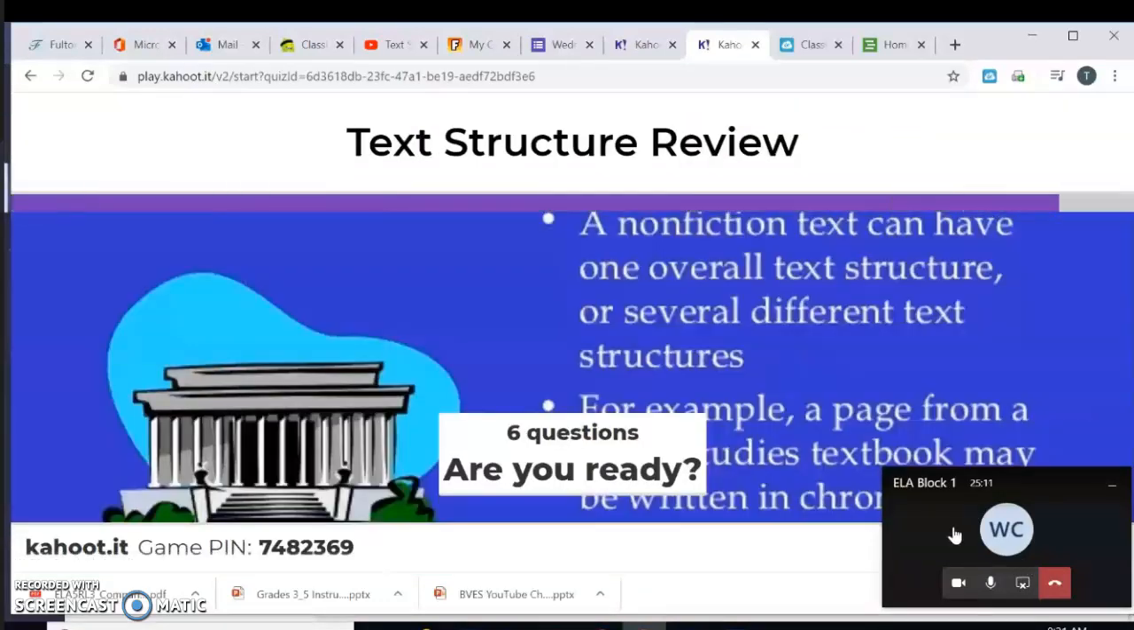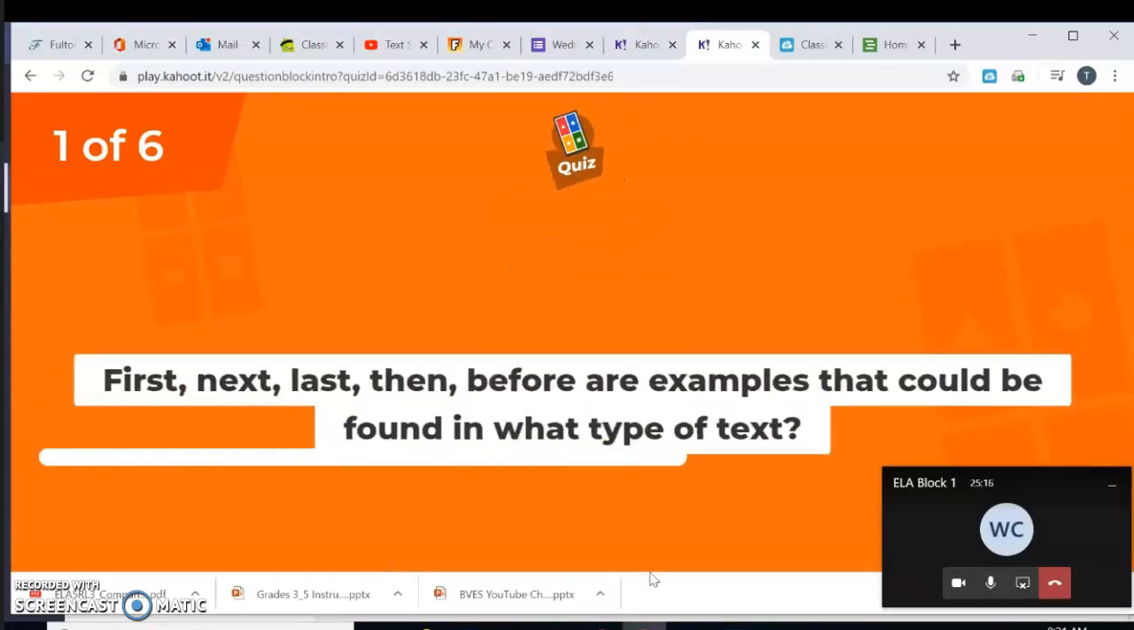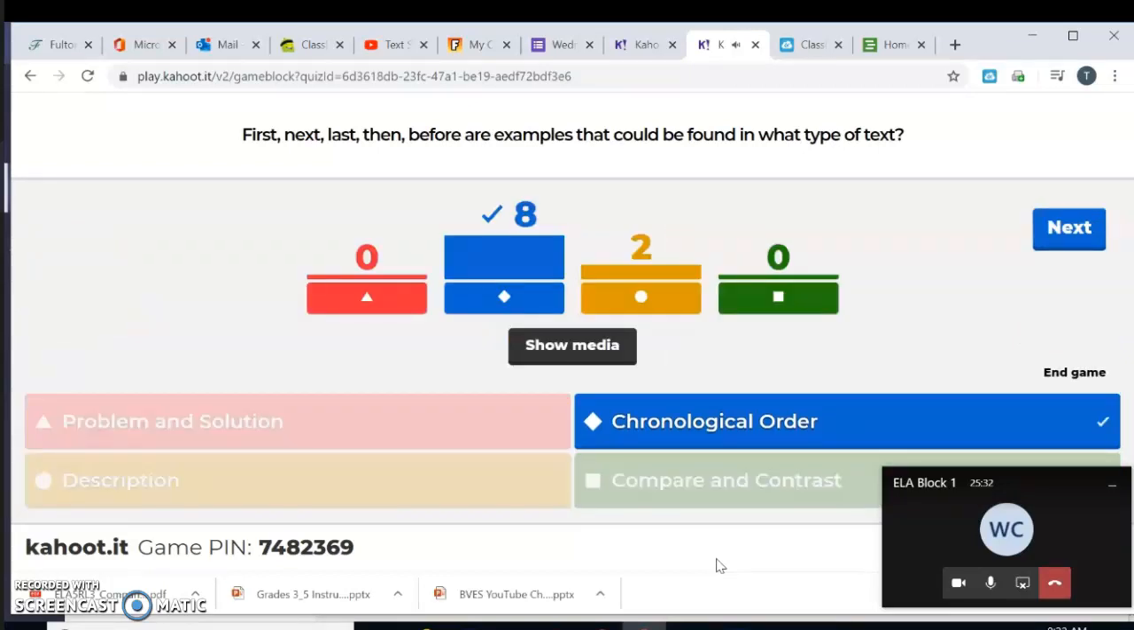Okay. Text structure. All right, here's question 1. First, next, last, then, before are all examples that can be found in what type of text structure? Look at y'all getting them in. All right, great job. Remember, chronological order, that's steps in the process. Description, that's not one that we went over. Remember, description is when you are describing, painting a visual picture. Let's go to the next.